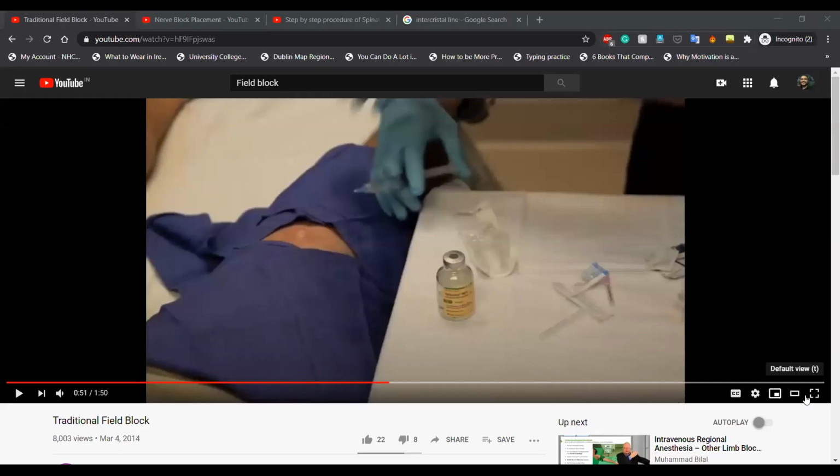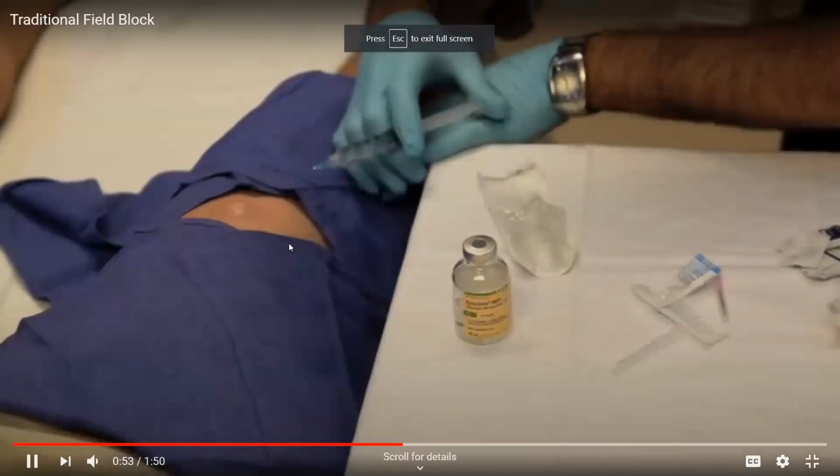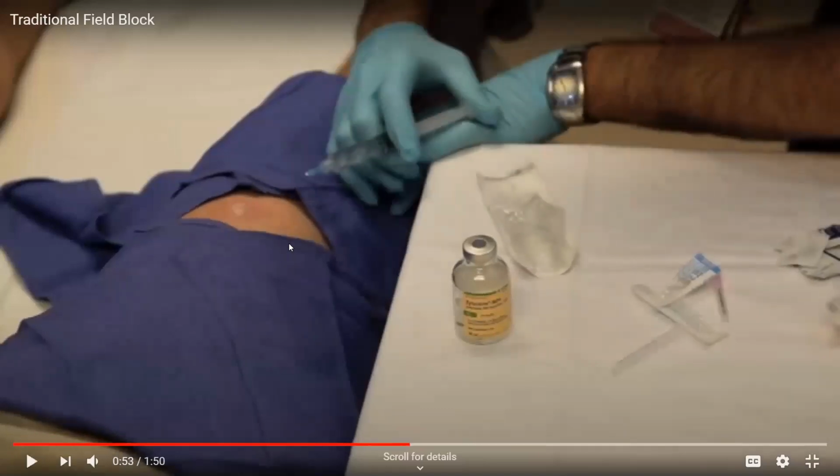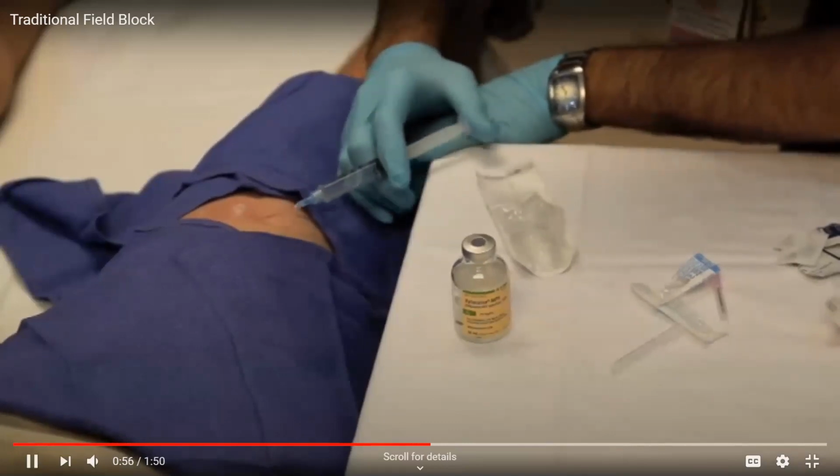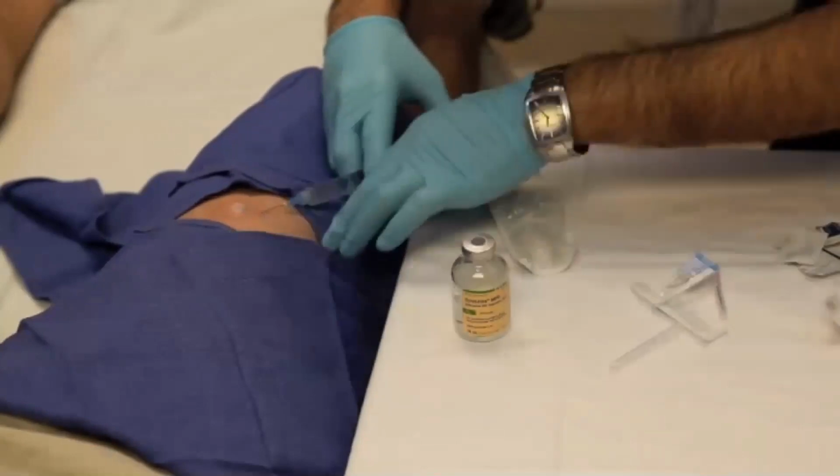All right. So what you do in a field block is, see, this is basically giving a field block near an abscess. They are trying to remove an abscess. Before doing that, they are giving a field block. Now see, you will inject at this point.